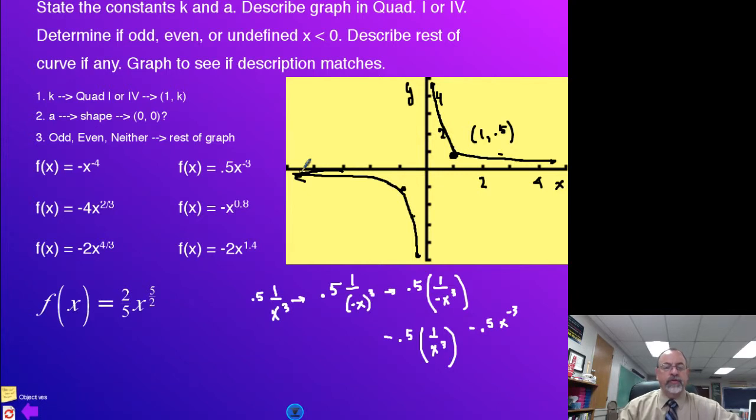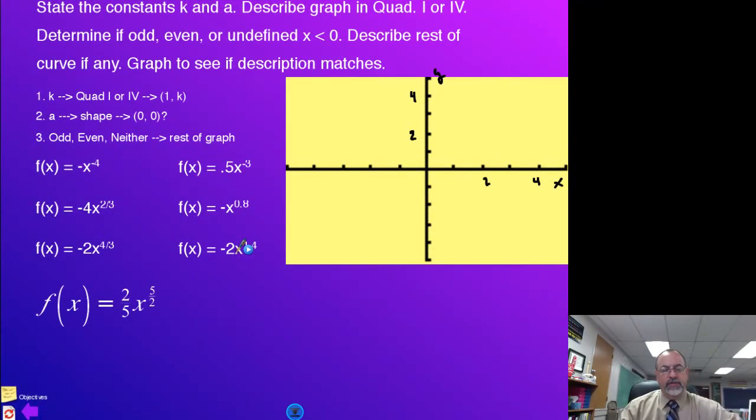Okay, so it's a reflection around the origin because the function is odd. So this should be what our graph of our function looks like. And there we go. All right, I'm going to do negative x to the 0.8 next. So if you want to hang around and watch that, you can.